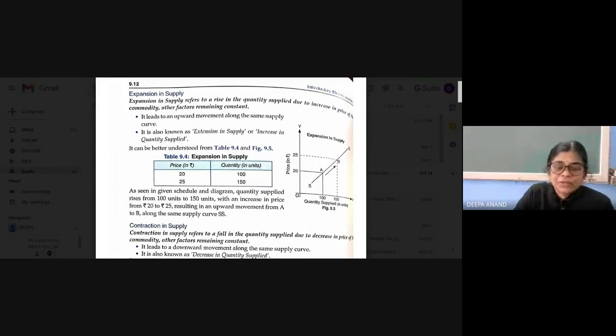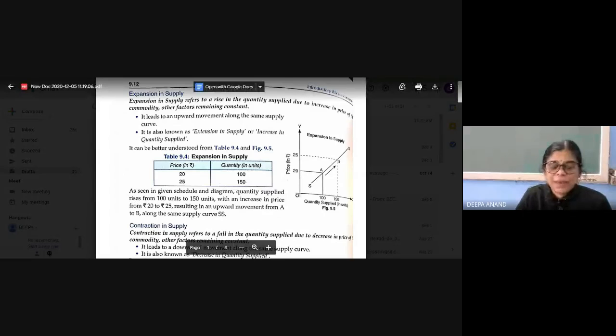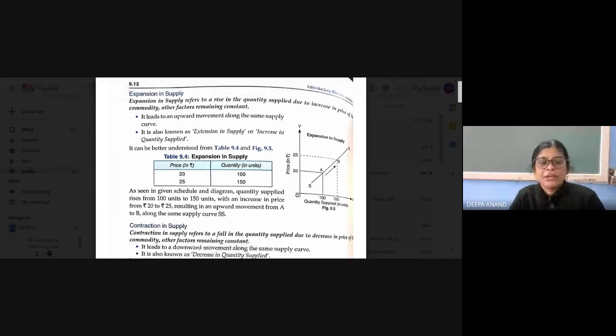See, expansion. What is expansion? If only expansion is asked in the question, you have to write what is expansion. Expansion in supply refers to a rise in the quantity supplied due to increase in the price of that commodity, other factors remaining constant. That is the assumption of the law of supply: the other factors remaining constant.